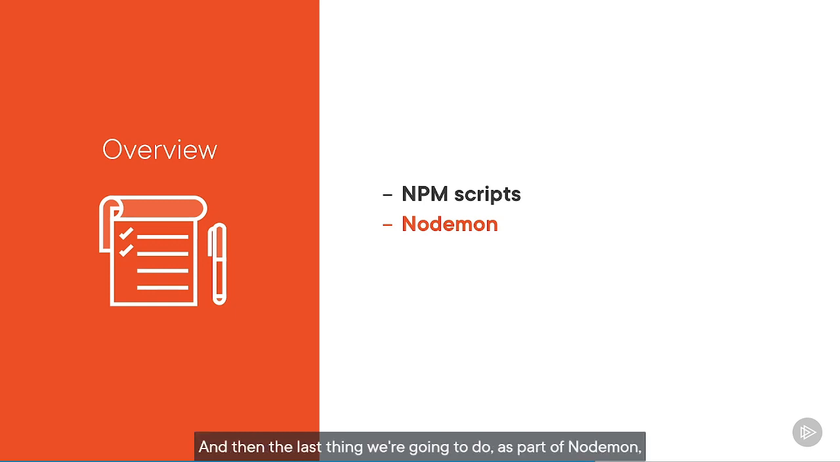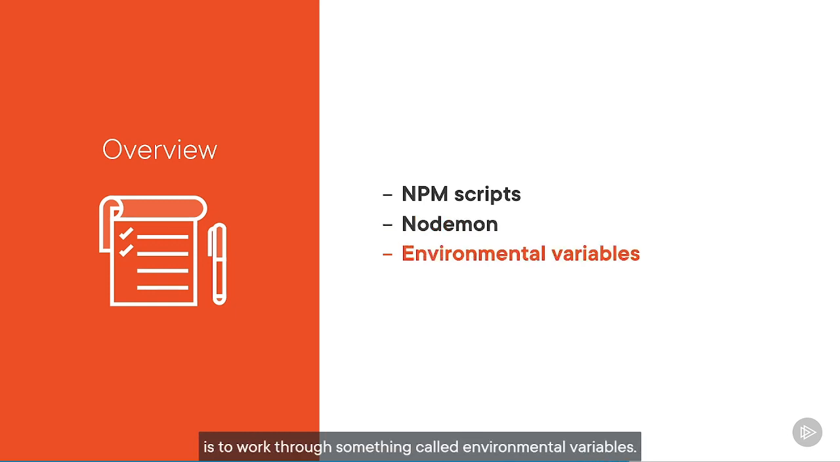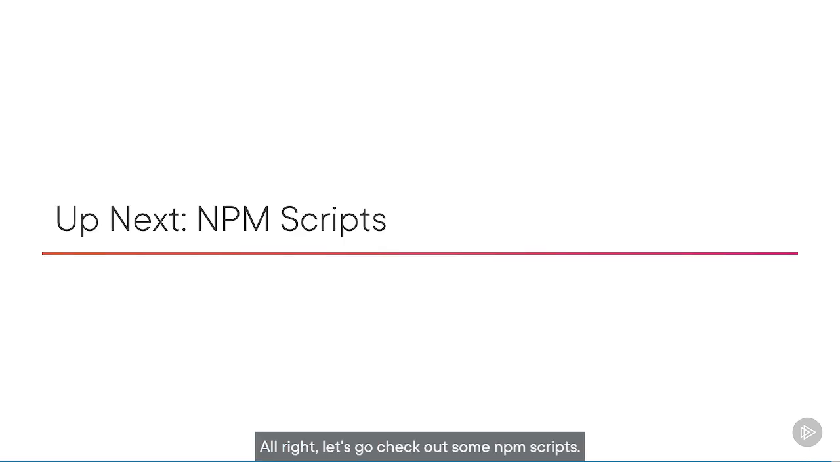And then the last thing we're going to do as part of nodemon is to work through something called environmental variables. So basically right now, we are hard coding port 3000. That's something hard coded into our application. And realistically, when you push something to production, you don't want to hard code those things. You want those variables to be fed from the environment. And so through the development process, we're going to use nodemon to manage environmental variables so we can pass those pieces into our application through nodemon. All right, let's go check out some npm scripts.